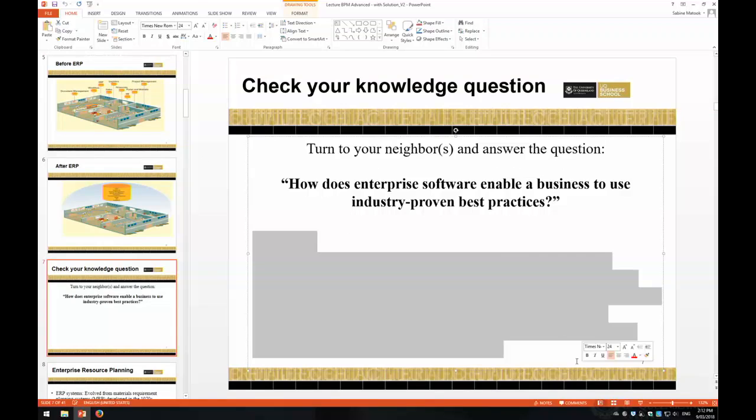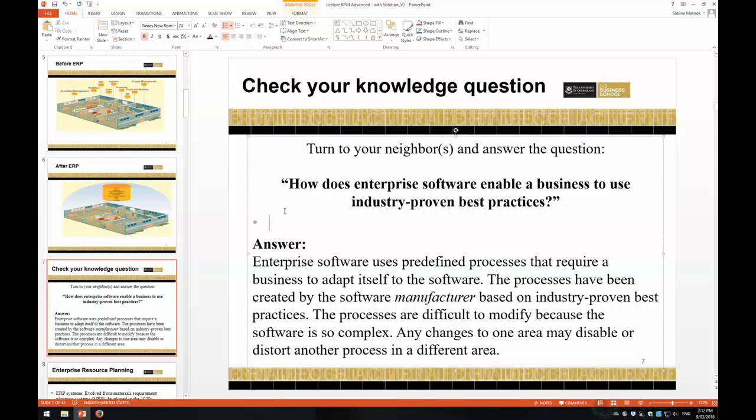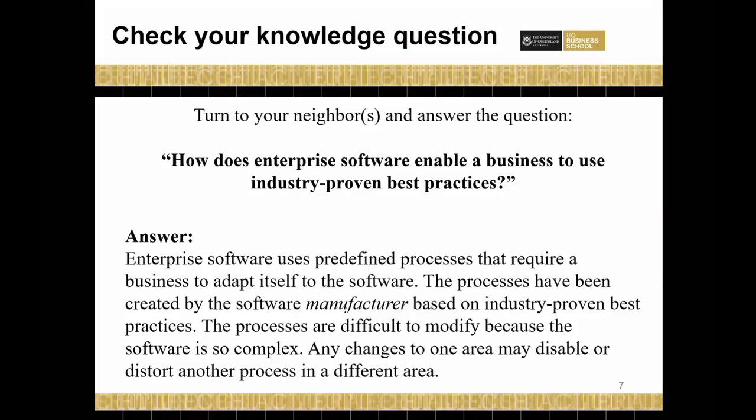So the answer for that question was here all the time. Enterprise software uses predefined processes that require a business to adapt itself to the software. So you're not changing the software so that it matches your business, it's the other way around. The processes have been created by the software manufacturer or the vendor based on industry-proven best practice. The processes are difficult to modify because the software is so complex.